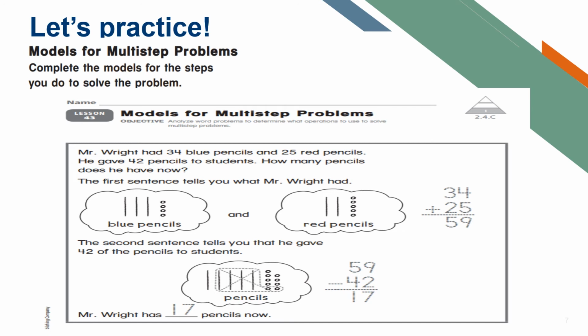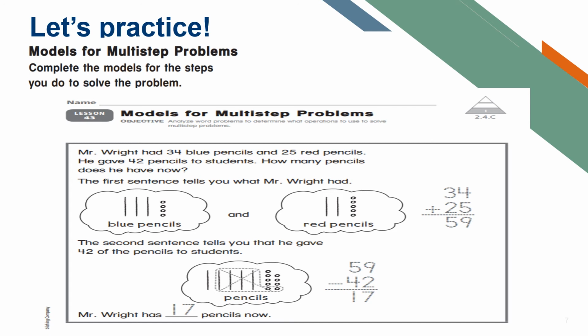Models for multi-step problems. Complete the models for the steps you do to solve the problem. So today we're going to analyze the word problems to determine which operation to use to solve multi-step problems. So here's our problem. Mr. Wright had 34 blue pencils and 25 red pencils. He gave 42 pencils to students. How many pencils does he have now?